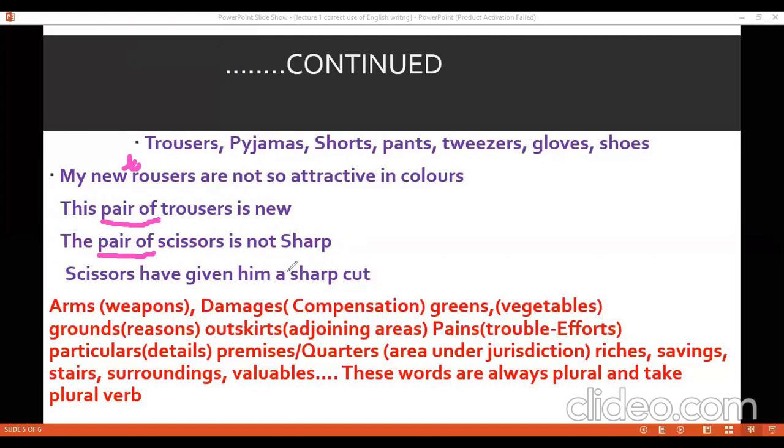Now these are the words: arms in the meaning of weapons, damages for compensation, greens for vegetables, grounds for reasons, outskirts, adjoining areas, pains, trouble or efforts, particulars in the meaning of details, premises in the meaning of quarters, area adjoining your jurisdiction, under your jurisdiction, riches, savings, stairs, surroundings, valuables. They are always plural and they take plural verb.